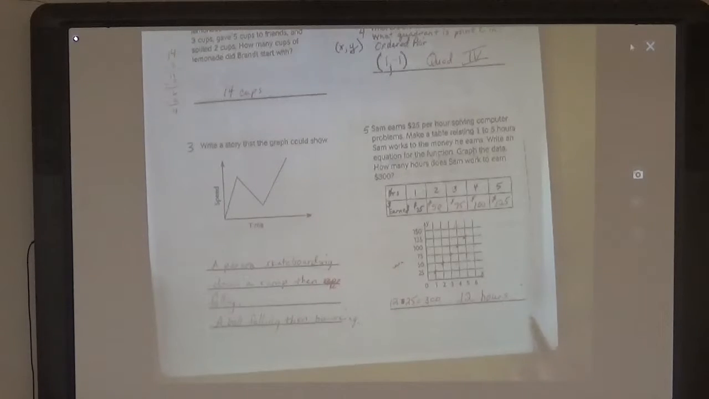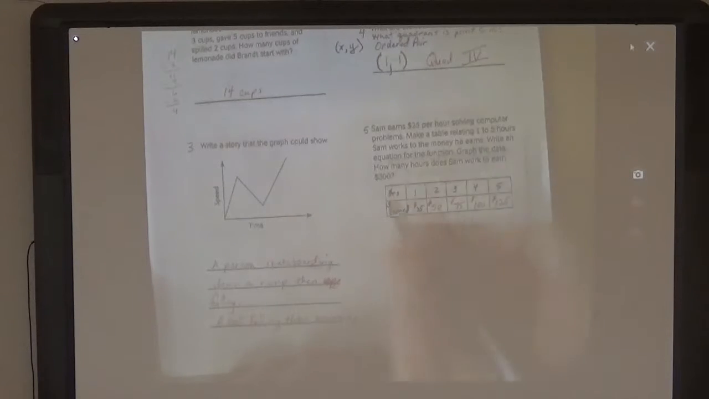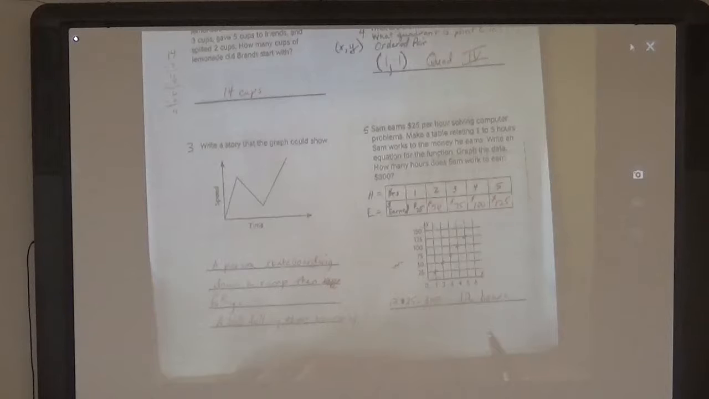And if you wrote an equation, it's extra credit. Okay? The equation would look like this. If H equals hours, and E equals the amount of money earned, then E equals H times 25. So you'd have to use variables and write an equation for the situation.